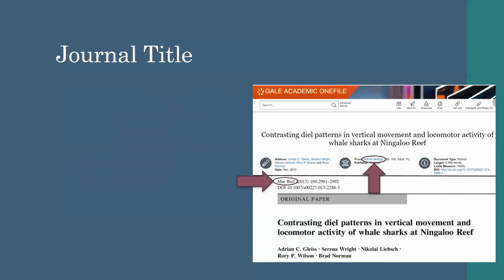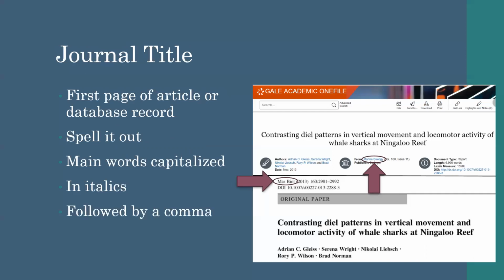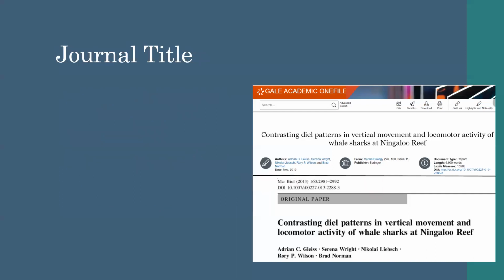The next piece of information that we will need is the title of the journal. It is located on the first page of the article or in the database record. Sometimes it is abbreviated in the article, making it necessary to check the database record for the full title, as the title is always spelled out in its entirety in the citation. All of the main words of the title are capitalized, and it is written in italics. The journal title is followed by a comma. For our example, the title was written as Marine Biology in italics, comma.